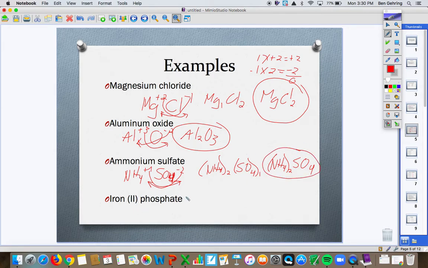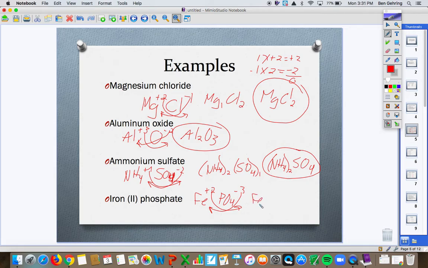And the last one's iron(II) phosphate. So I have Fe with a charge of plus 2. I have phosphate, which is PO4, with a charge of negative 3. So I'm going to cross and drop.